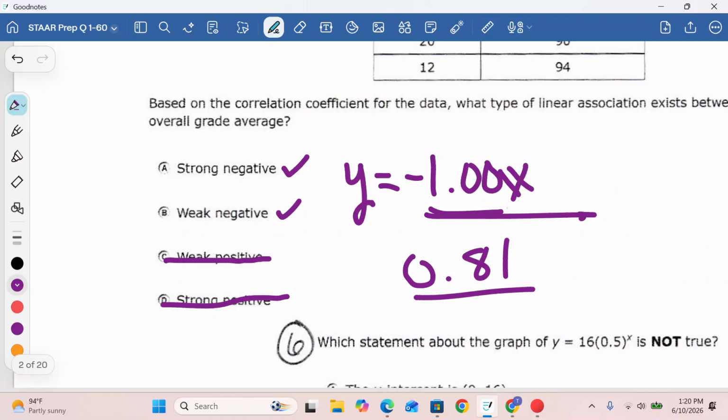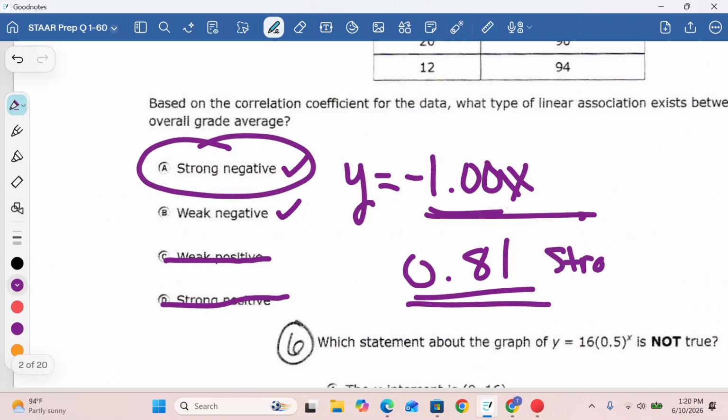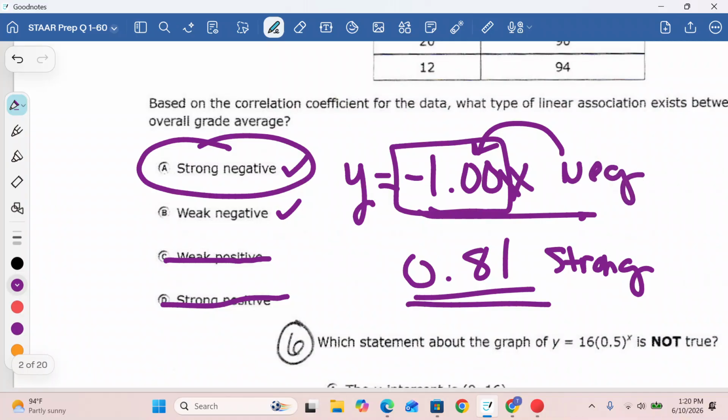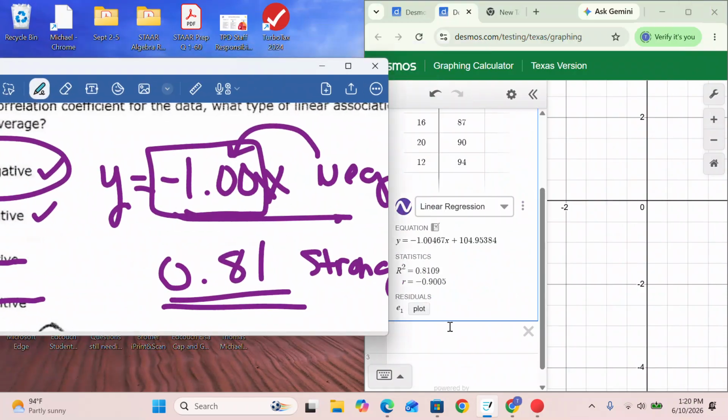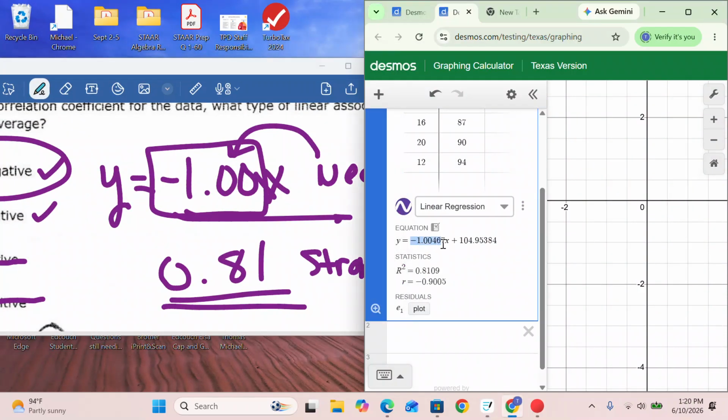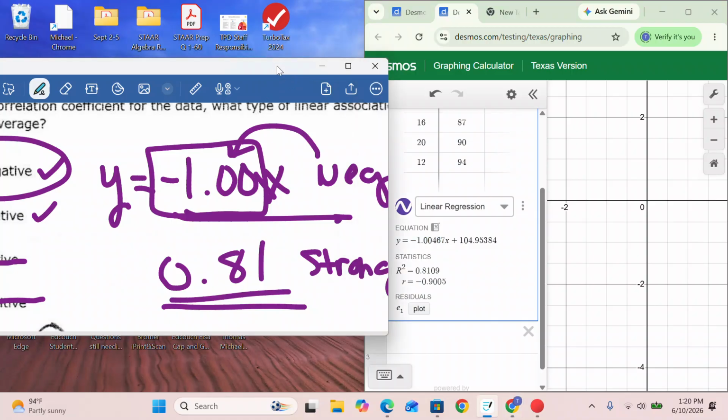strong negative, right? Yep, because this is strong, and this rate of change right here is negative. So that tells you right away. Just by looking at Desmos right here, this gives you a negative, and this gives you whether it's strong or weak. That's it. Desmos will do all the work for you. Easy? Awesome. Okay, so let's see which other number we're dealing with.